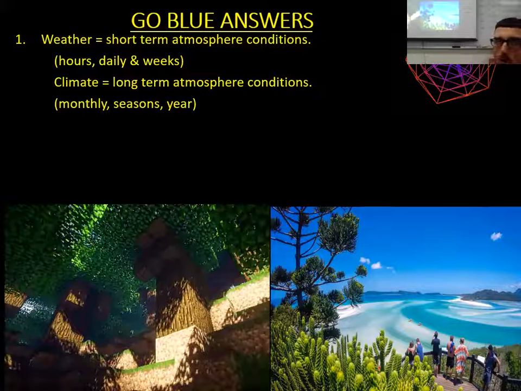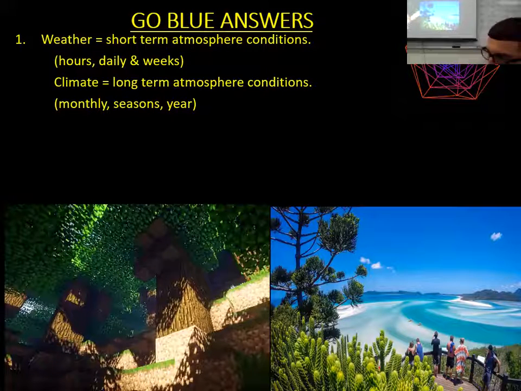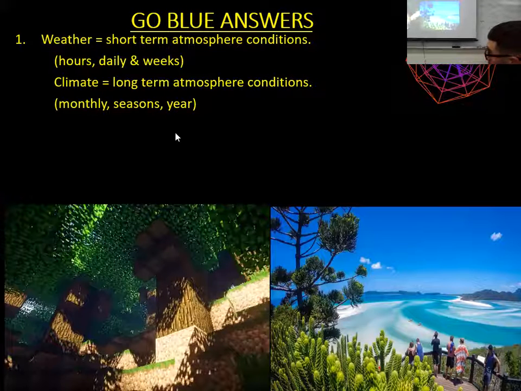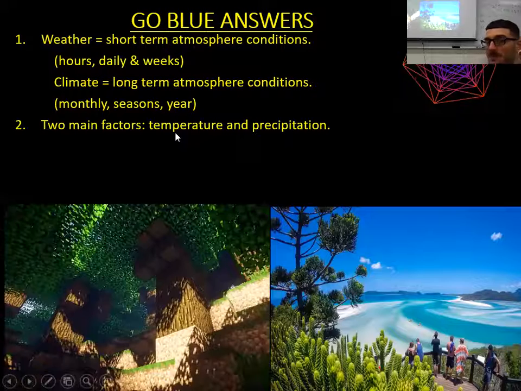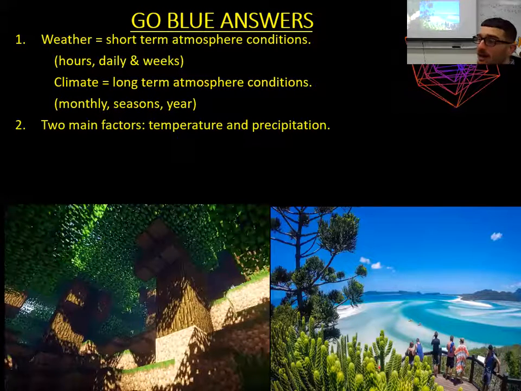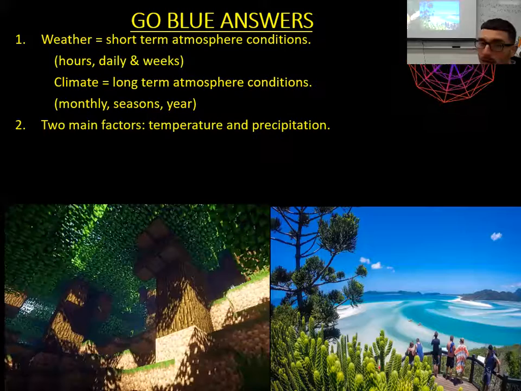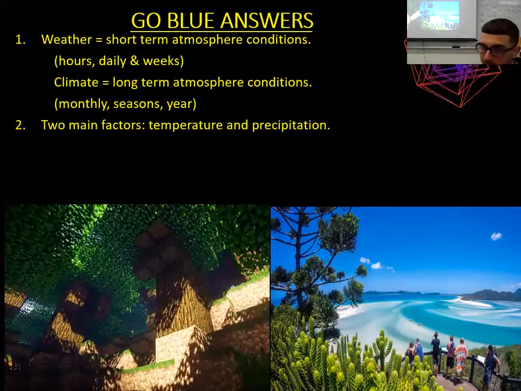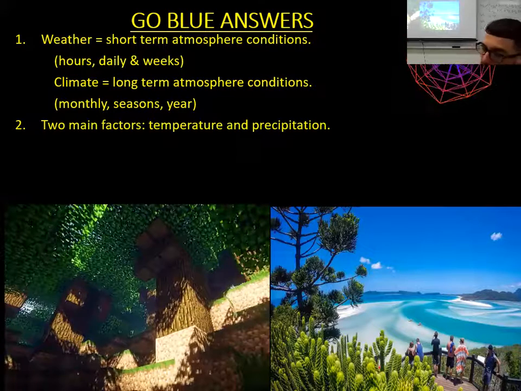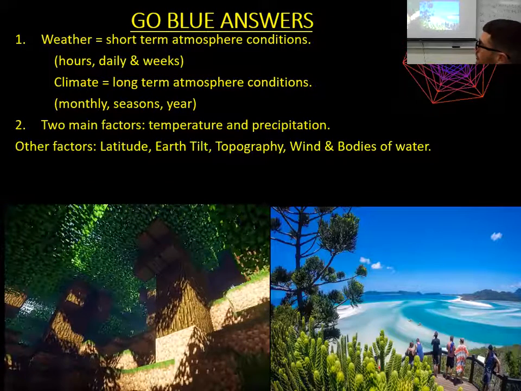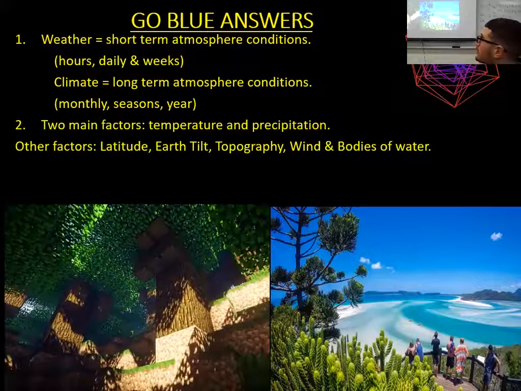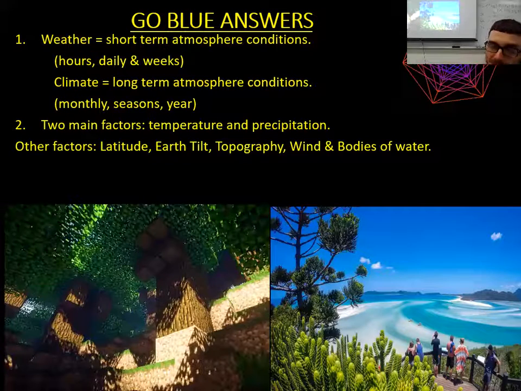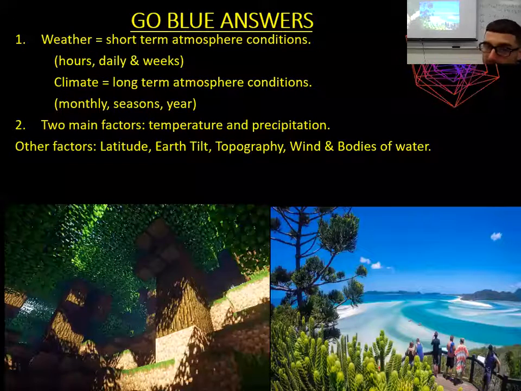And then number 2, what factors are going to influence climate, right? What are things that meteorologists and climatologists are going to study to give us forecasts? Well, simply put, our main 2 are going to be temperature and precipitation. So how hot or cold it is on a daily basis, and also precipitation, which is the technical term for rainfall. How much rain are we getting throughout the year and in what times of the year, okay? Other factors might include latitude, Earth's tilt, topography, wind, and bodies of water. So for example, Florida, latitude, guys, is the distance from the equator. Florida has a low latitude, it's close to the equator.